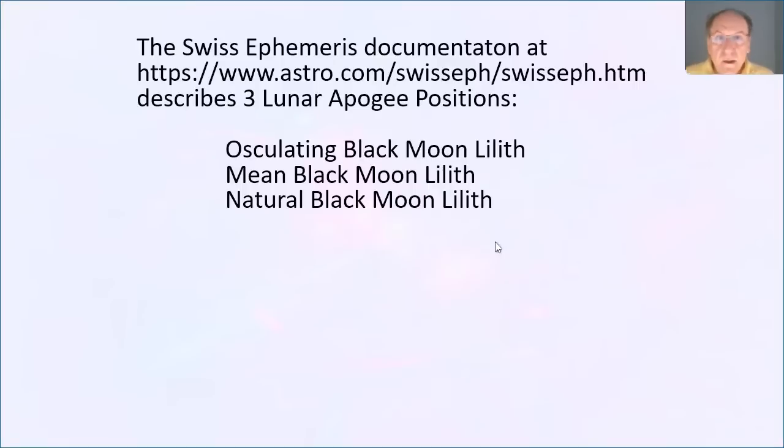Let's go through people's thoughts on which Black Moon Lilith is correct, and in that discussion I'll be sharing with you what I happen to think. So there are 3 Black Moon Liliths, as I mentioned. The true Black Moon Lilith, also called the oscillating Black Moon Lilith. The term oscillating is a more technically correct term for what's commonly called true Black Moon Lilith. And then there's something called mean Black Moon Lilith, and a third one that was introduced in recent years called the natural Black Moon Lilith.